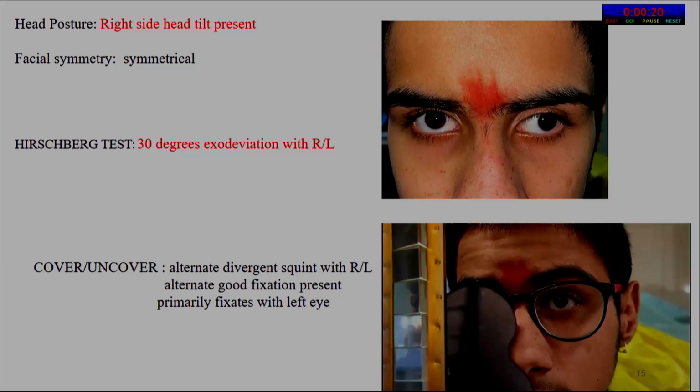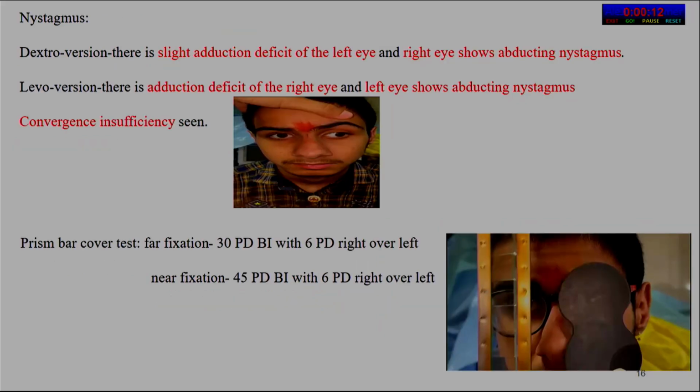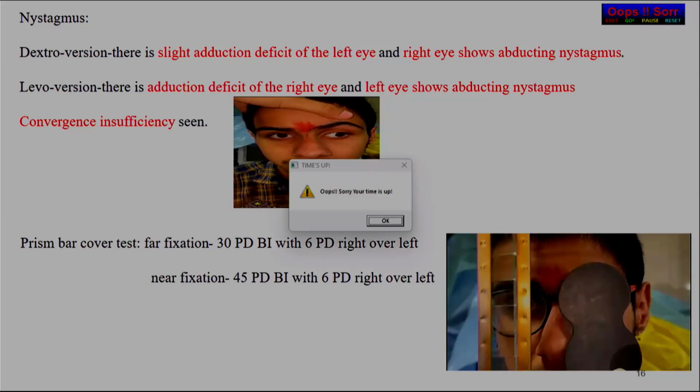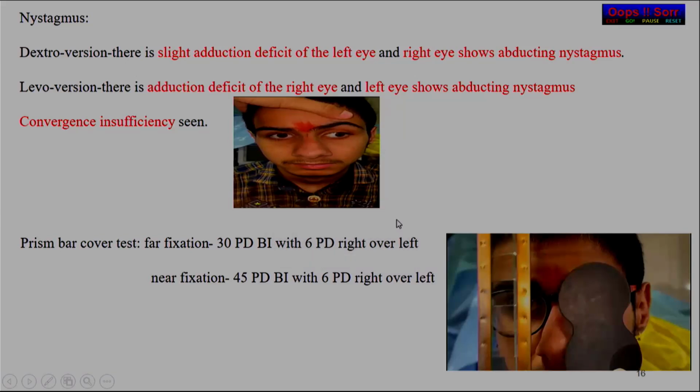You can see that there was 30-degree exodeviation present in the right eye over the left. On dextroversion, there was slight adduction deficit in the left eye and the right eye showing abducting nystagmus. And on levoversion, there was adduction deficit in the right eye and the left eye showing abducting nystagmus, and there was convergence insufficiency in this case.